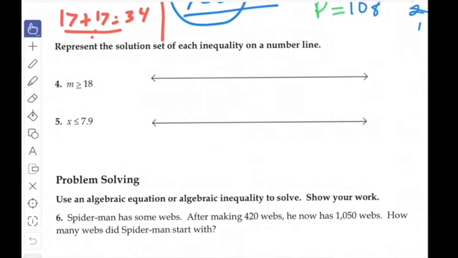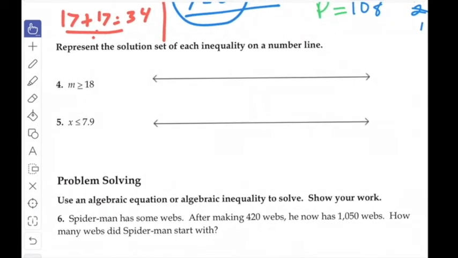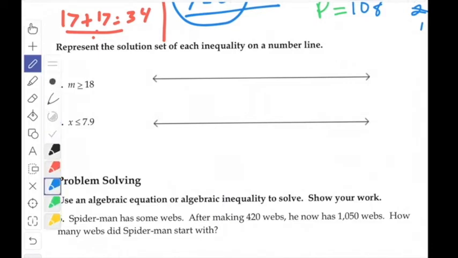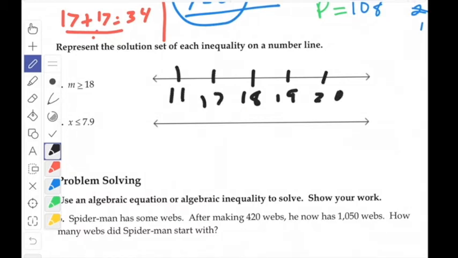Next, make a number line. So what I told you in class, what we really should do is start with the number right in the middle. So you have 18, and I would do 2 or 3 on each side, 19, 20, 17, and then 16. M is greater than or equal to 18. So we know we're going to start on 18, and it's going to be a closed circle. The reason why it's a closed circle is because it's equal to.